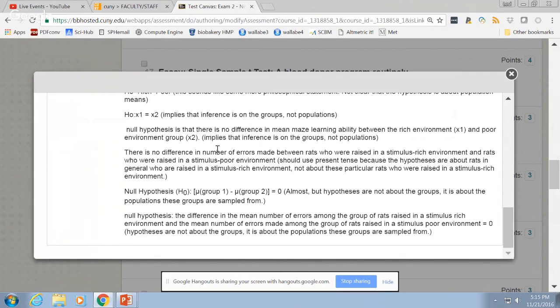There's no difference in the number of errors made between rats who are raised in stimulus-rich environments and those who are raised in stimulus-poor environment. This is almost right. I could almost give this one full credit, but it's the way it's using the past tense between rats who are raised, it's only talking about the ones that we actually raised. And the whole point of the inference is it's not just about those rats that we raised in the stimulus-rich and stimulus-poor environments. It's about all rats, right? Or all rats from the population from which this particular sample is taken.